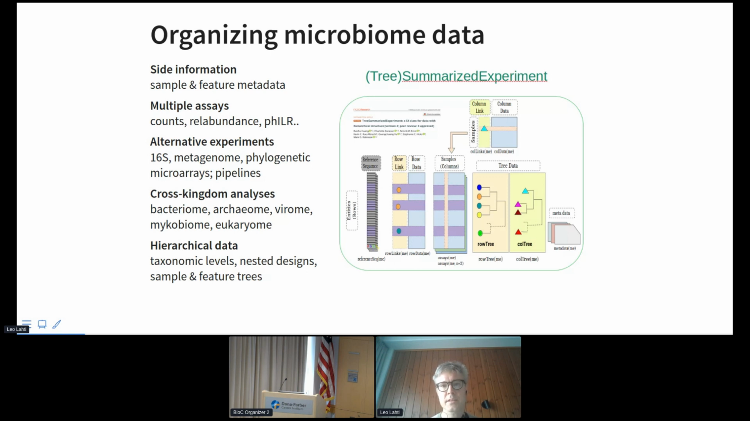This TreeSummarizedExperiment class is quite recent. It was published in 2021 by Ruizhu Huang and others. And it extends the SingleCellExperiment class. And basically, we have added here the tree information on the features and samples. And this allows us to consider the various hierarchies in microbiome data. So there is a clear need to organize hierarchical multi-assay microbiome datasets, and this container will help with that.